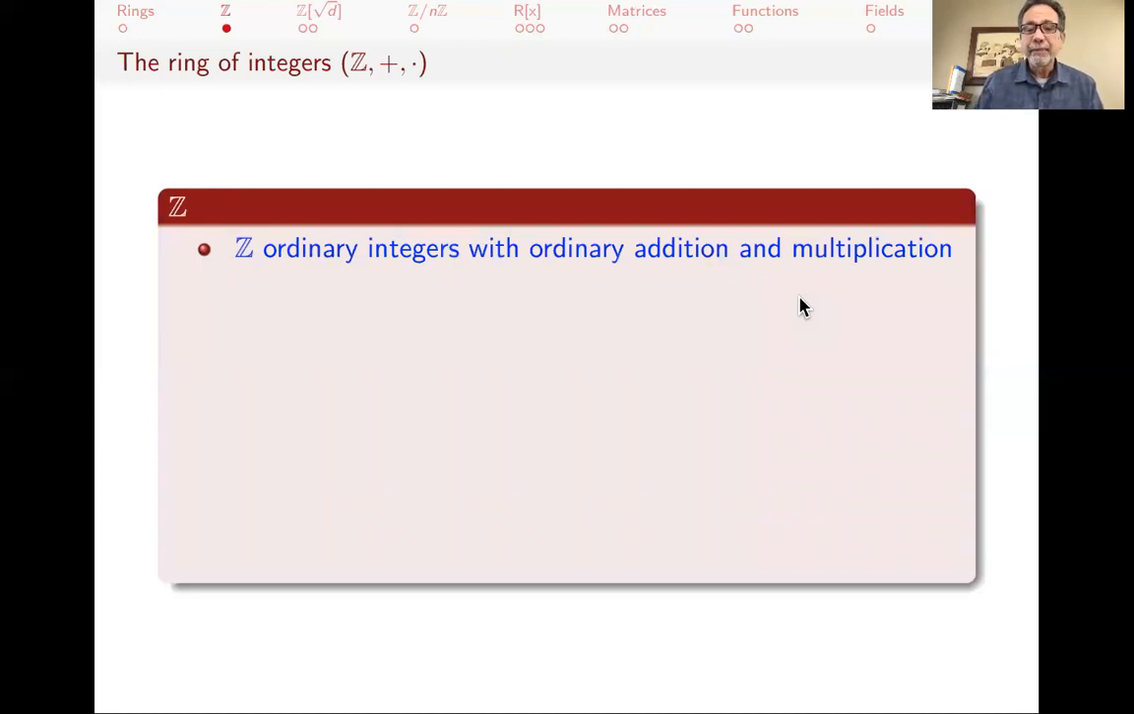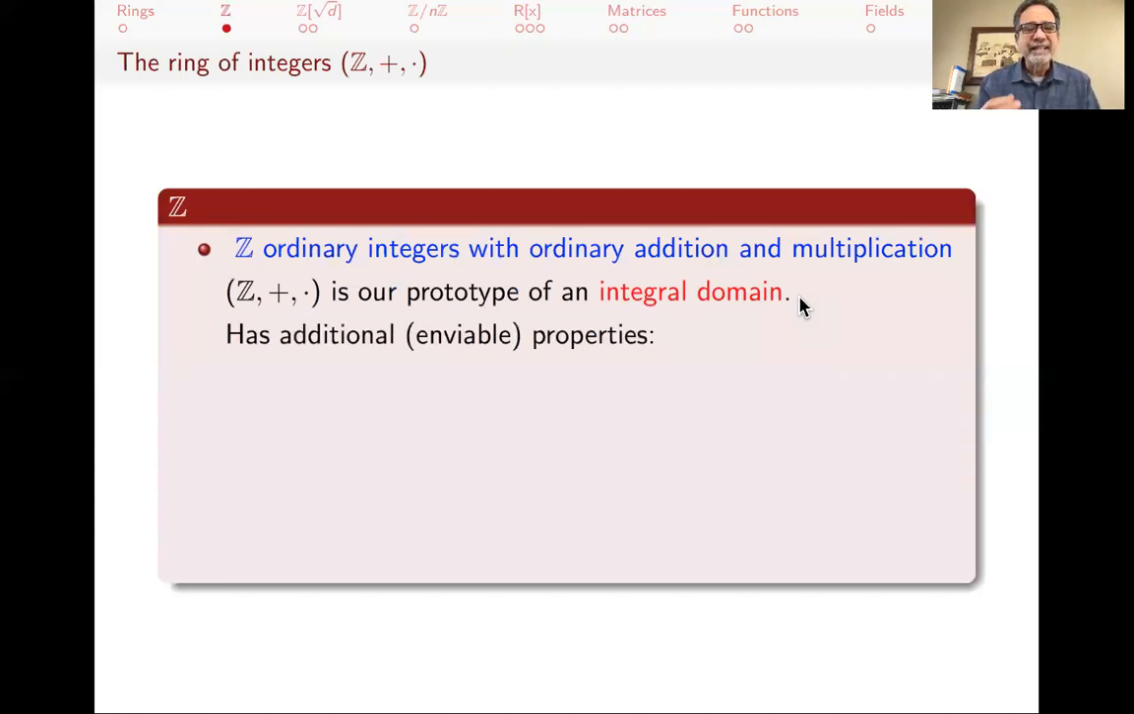Our first example is just the ordinary integers with ordinary addition and multiplication. 3 plus 5 is 8, 2 minus 3 is minus 1. This is our prototype of an integral domain. In fact, it's the integral domain that all other integral domains aspire to be like. They like to be like the integers. If you ask any integral domain, that's what they like to be. Some make it that far, some don't.